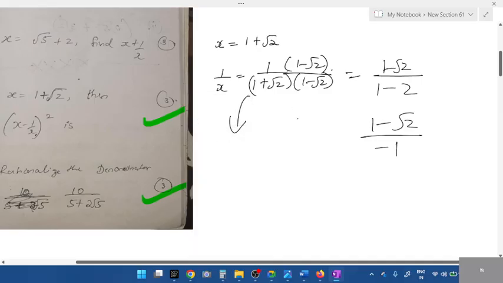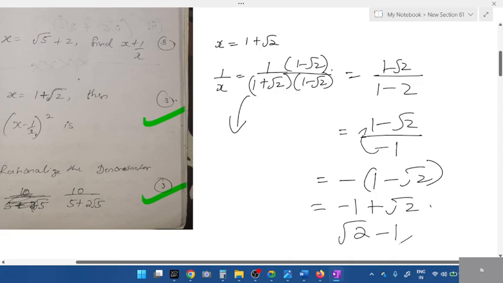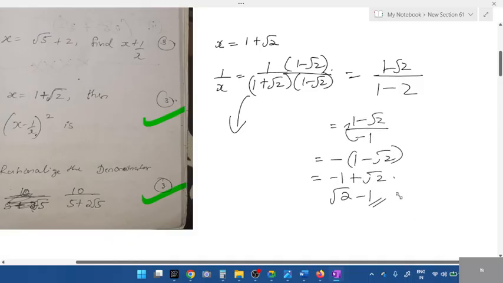Next, the denominator shouldn't be negative. Shift this minus to the numerator. So minus in bracket 1 minus root 2. When you open the bracket, what do we get? Minus 1 plus root 2. Rearrange this. Remember, the denominator shouldn't be negative. First point: whenever you write any numbers, the positive number should be in the beginning. Root 2 minus 1 is the answer. Rearrange this, you should get root 2 minus 1.